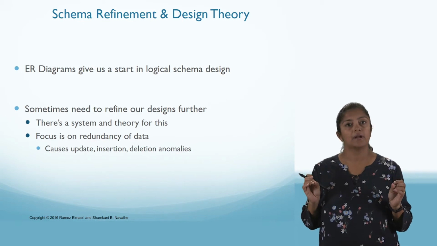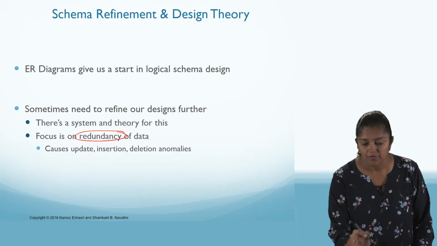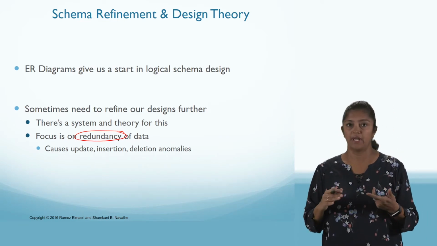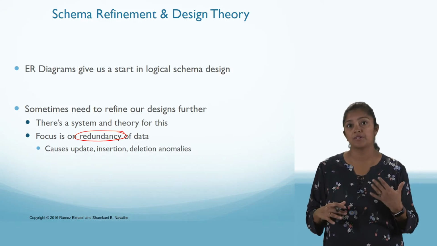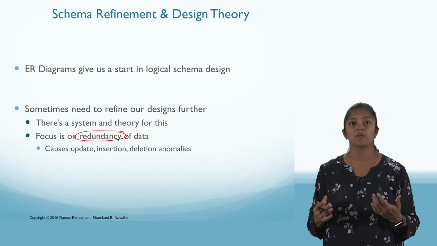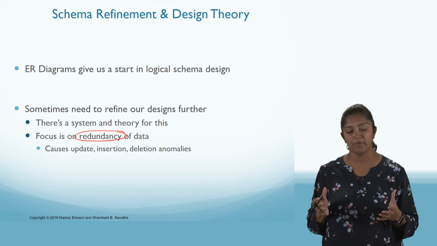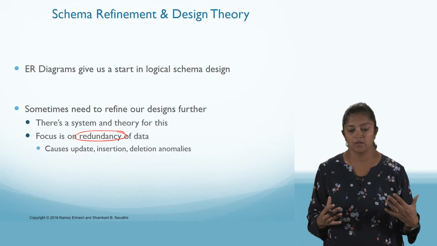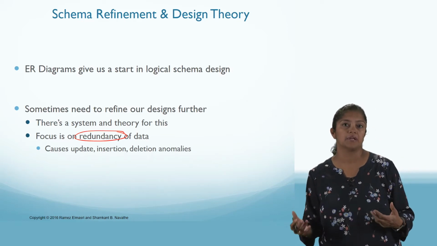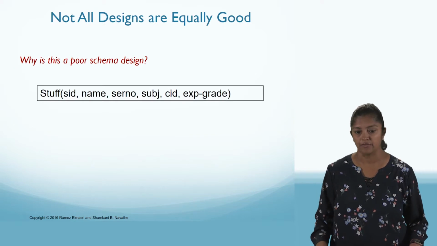There is no redundancy of data. So our focus here is really on redundancy of data and ensuring that when we perform operations such as updating some information, insertions, or deletions, it doesn't result in some kind of anomalies or inconsistencies in the data. This refinement process is based on a specific theory, and there is a systematic approach to it, and that's what we're going to take a look at in this video.